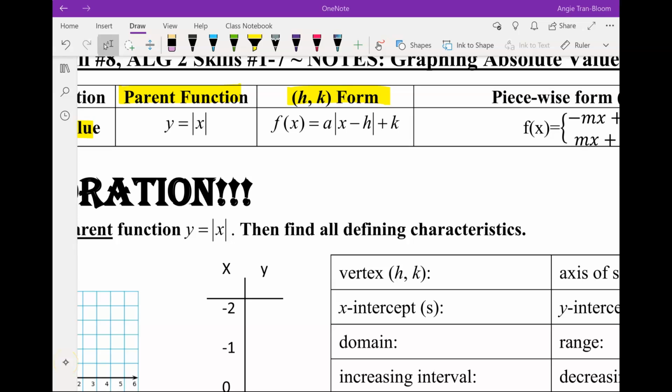So the HK form is f of x equals a times the absolute value of x minus h. Can you guys see that in the HK form there's always a minus right there? Yes, it will always be a minus right there. And then plus k. The a, the h, and the k is what we will try to understand today.